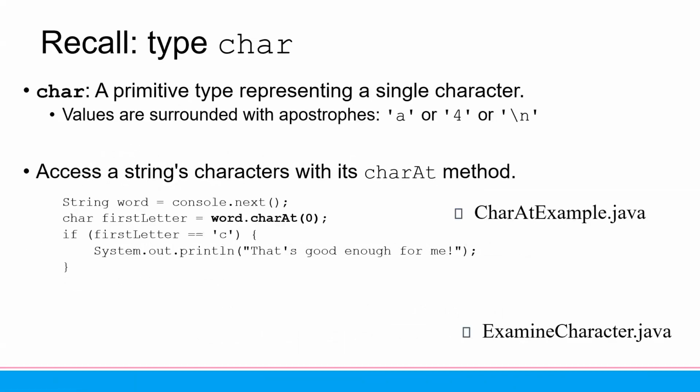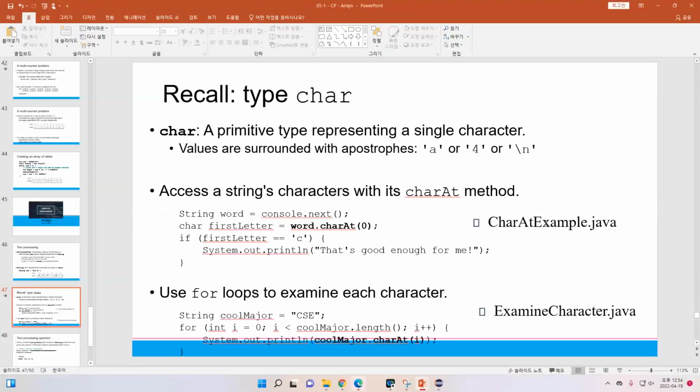When we use char, it is because we want to access each single character from a string. Char is a primitive type representing a single character. The values surrounded by apostrophes or single quotes are characters. And if you want to access a character from the string, you can use charAt. So let's see the example, the charAt example.